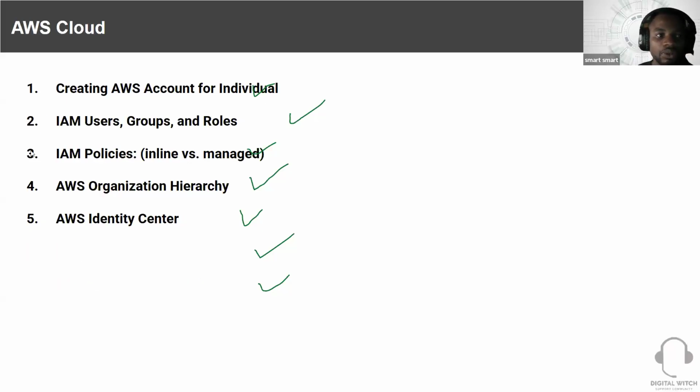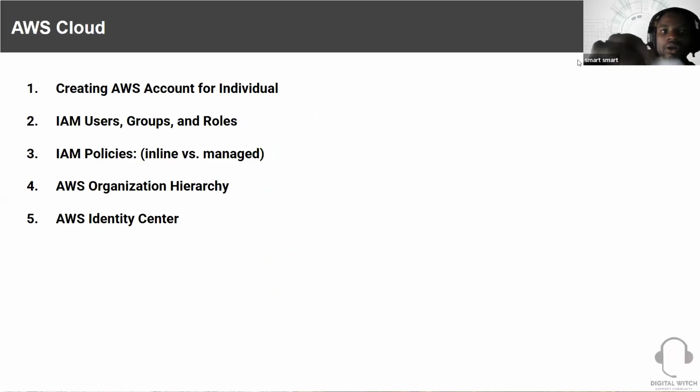So after that, we will look at other areas. We are going to be creating an AWS account. And then we will talk about roles, and then IAM users, groups and roles, right? We'll also look at the IAM policies. We'll also look at the AWS organizational hierarchy, and then finally we'll look at AWS Identity Center.